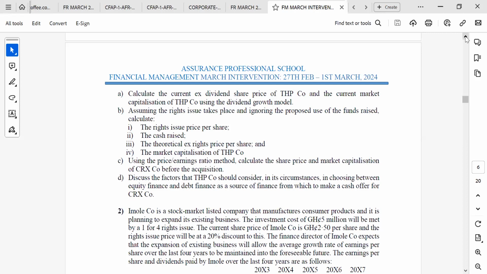C: Using the price earnings ratio method, calculate the share price and market capitalization of CRX company before the acquisition. D: Discuss the factors that THP company should consider in its circumstances in choosing between equity finance and debt finance as a source of finance from which to make a cash offer for CRX company.